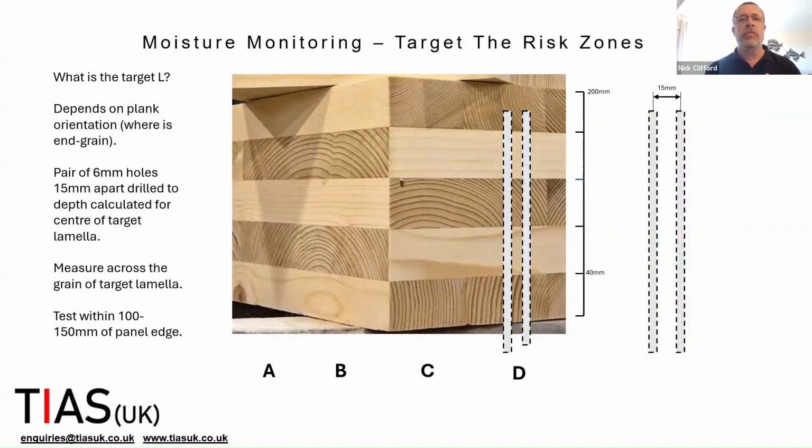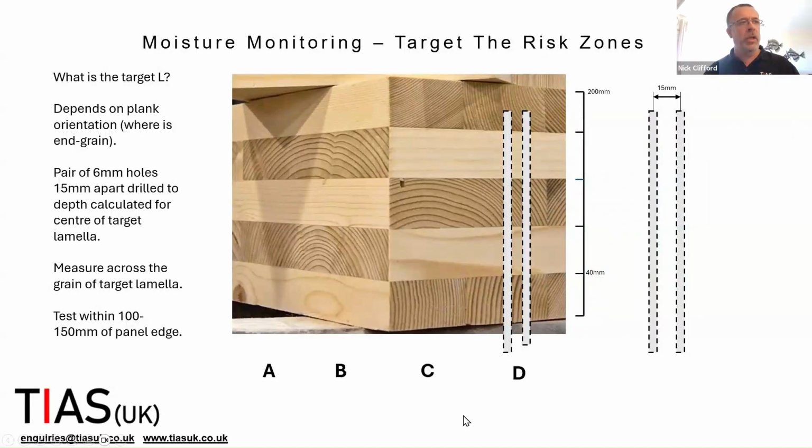Okay, so I tend to do it from beneath, but I'm interested in targeting the correct lamella. So I do 6 mil holes, just easy to insert the probes, and I tend to put them about 15 millimeters apart. Doesn't make that much difference whether it's 10 or 20 millimeters, but about 15 millimeters apart will do. And if I'm targeting L1, the top lamella, that is the depth that I'm going to be drilling my holes, targeting the center of that lamella where the end grain is.